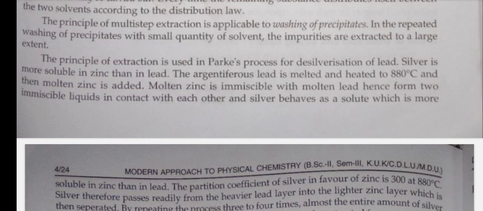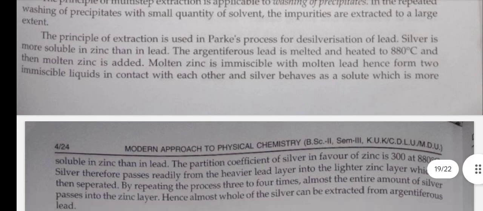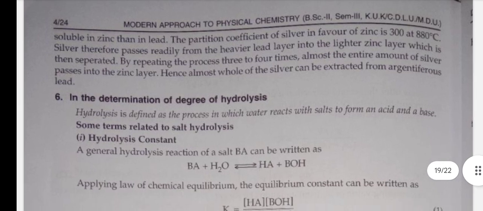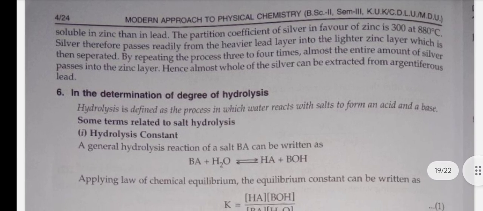The principle of extraction is used in the Parkes process for desilverization of lead. Silver is more soluble in zinc than in lead. The argentiferous lead is melted and heated to 880 degrees Celsius, and then molten zinc is added. Molten zinc is immiscible with molten lead, hence they form two immiscible liquids in contact with each other, and silver behaves as a solute which is more soluble in zinc than in lead. The partition coefficient of silver in favor of zinc is 300 at 880 degrees Celsius.